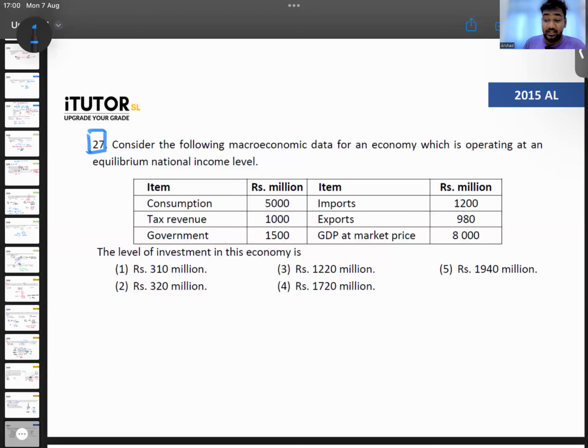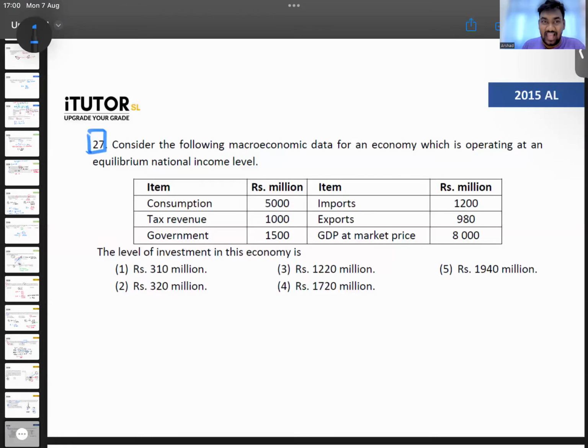2015 question number 27. Consider the following macroeconomic data for an economy which is operating at the equilibrium level. Consumption, tax, government, import, export, GDP. What is the level of investment in this economy? How are you going to find it? You can use the normal GDP equation, the GDP expenditure approach. So how much is that?